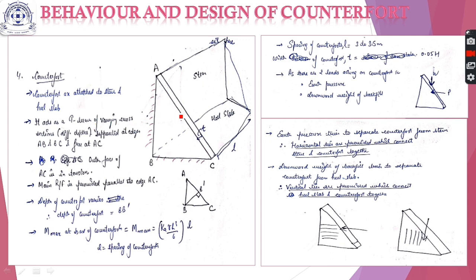This is the flange of your T-beam and this is the web of your T-beam, and it has varying depths at different cross sections. Like this is the depth of the T-beam here, this is the depth here, this is the depth here. So this behaves like a T-beam of varying cross sections, supported at two edges. AB is supported on the stem and edge BC is supported on your heel slab. The outer face AC, this particular portion will be in tension.